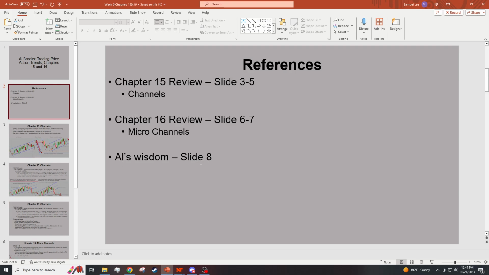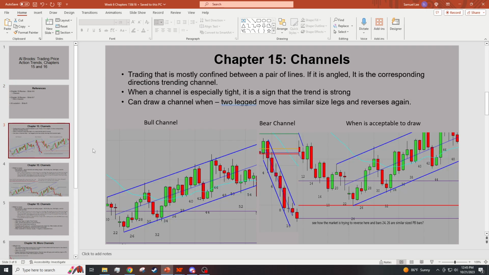For the last slide today, I didn't really see anything that stood out to me for Al's wisdom. But I would recommend reading both these chapters because he puts a lot of charts in the book, and he does go into deep dives about it. And I think channels are so common that it's definitely worth reading everything he has to say about it. But moving on, so what is a channel?